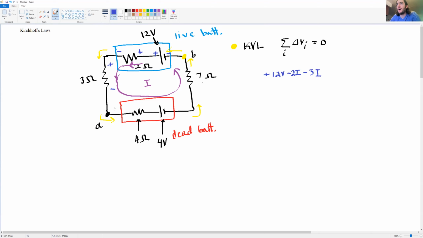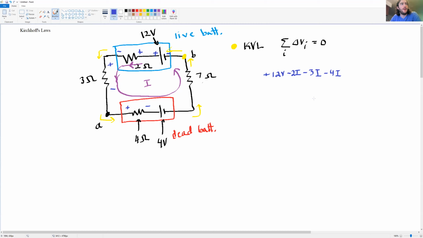And then we come across the dead battery here. And again, the current flows from high to low. So it's plus on the left side of the resistor and minus on the right side of the resistor. So that is going to again be a minus 4 times I.